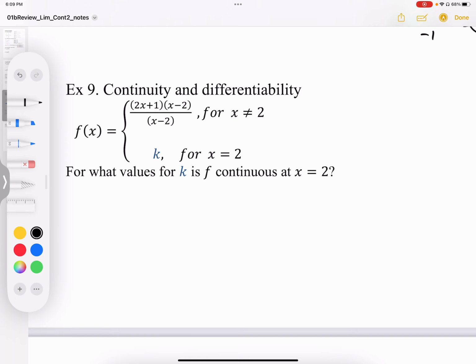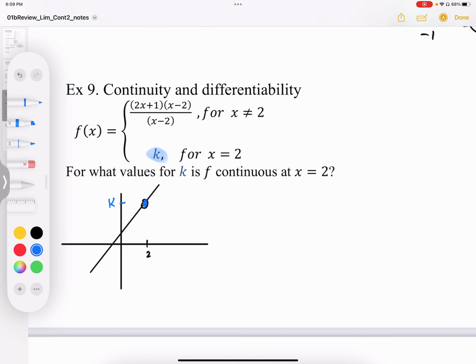Well, this happens to be a linear function when you cancel these out. Not that you really need to know this, but it's a linear function with a slope of 2 and a y-intercept of 1, and at x equals 2, there's a hole in the graph. We want to fill that hole with this value of k. If we fill in that hole with k, we will make this continuous.